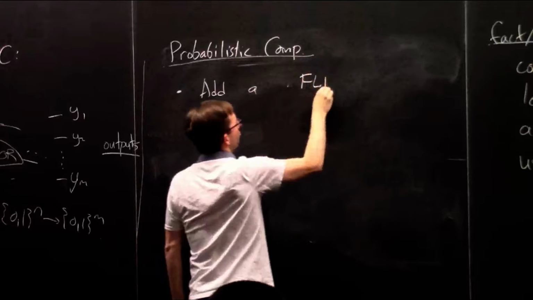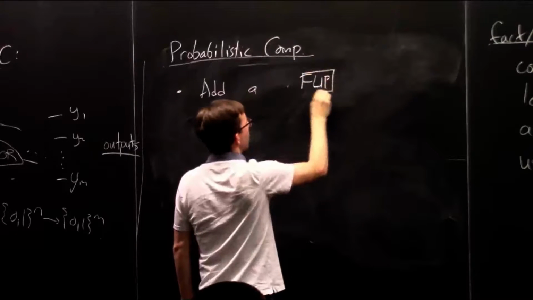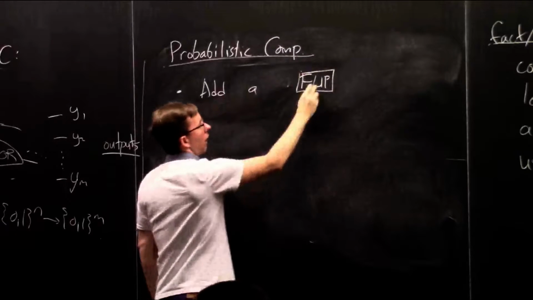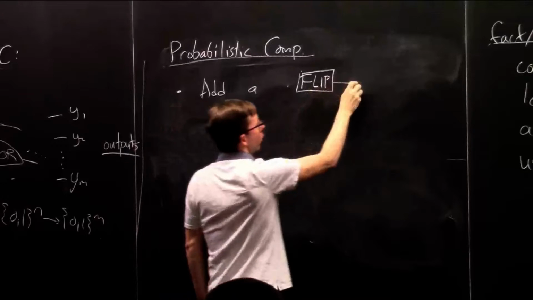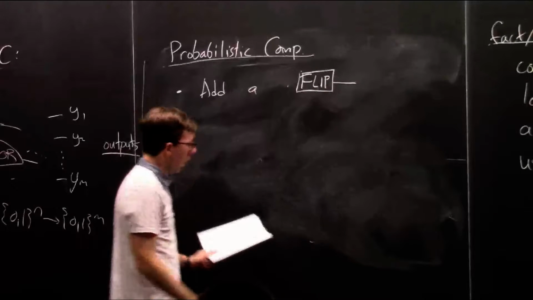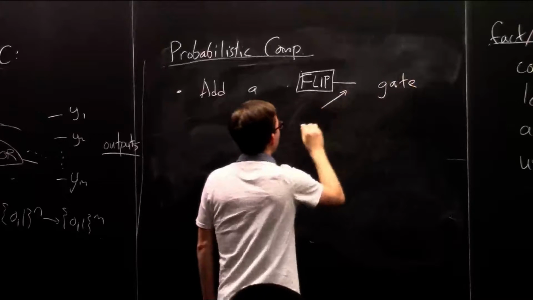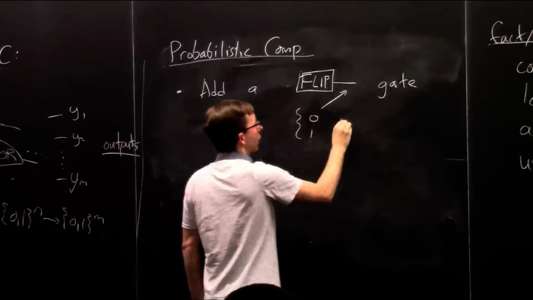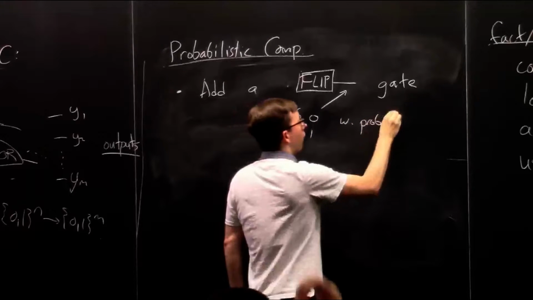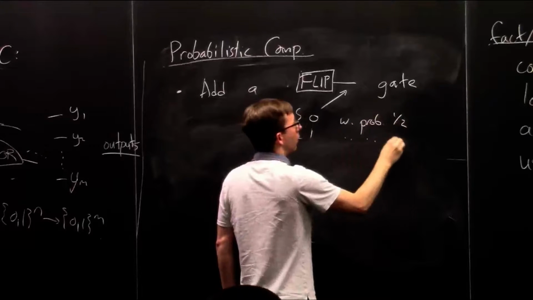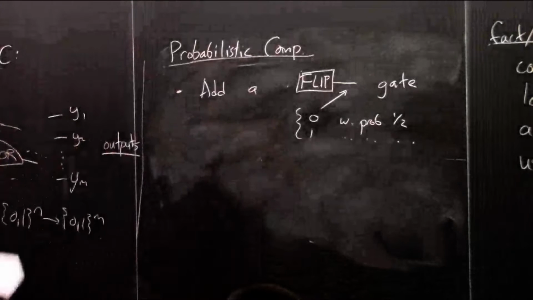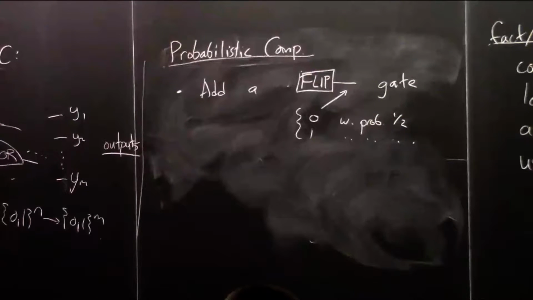Maybe on the homework it's called a flip gate, a coin flipping gate. And this is a gate that has no inputs, but it does have one output wire. And just by definition, it outputs 0 or 1 with probability half each. So if you want to have randomized computing, then just throw these flip gates into your model.